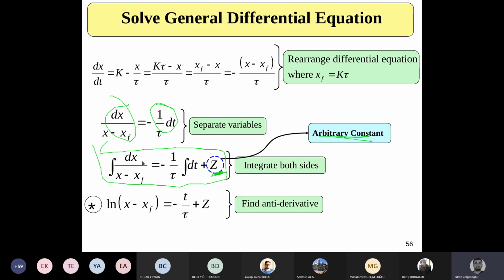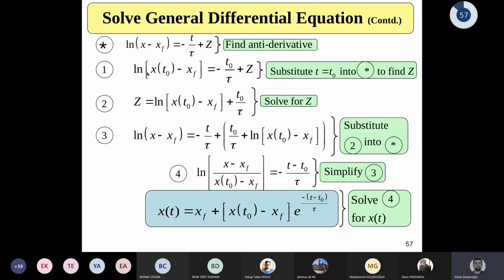The integral of dx divided by x minus xf is the natural logarithm of x minus xf. We have seen this before. The integral of dt is just t. We had this 1 over tau multiplicand in front of that, so it will become t divided by tau. There's a minus sign, don't forget about that. And we still have the z. Now we need to find z to find the actual solution of this differential equation.